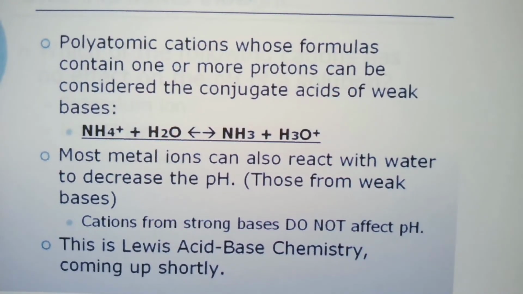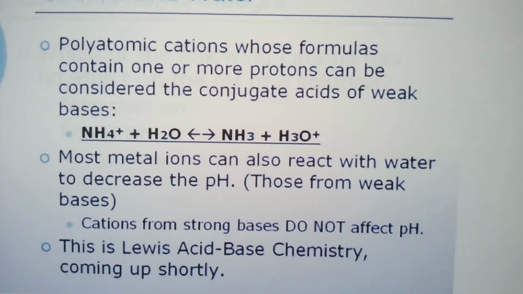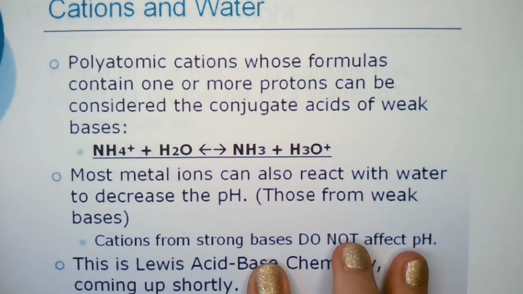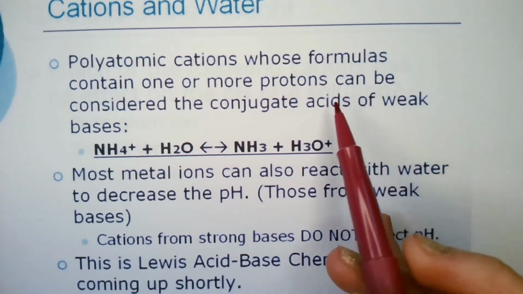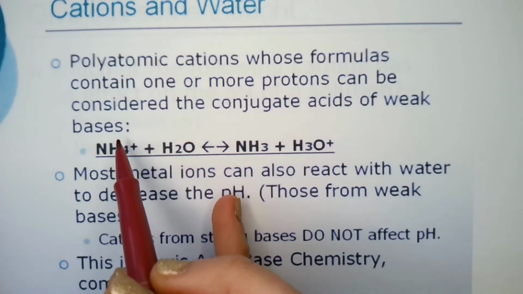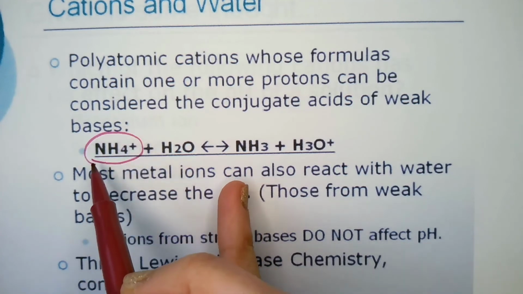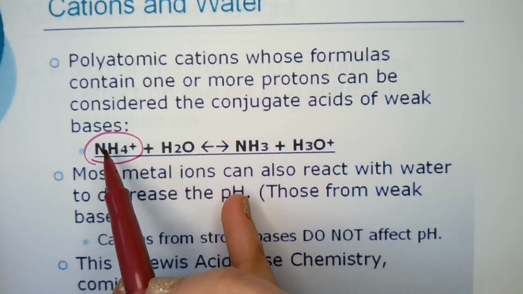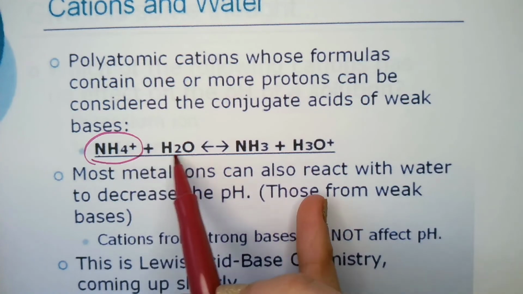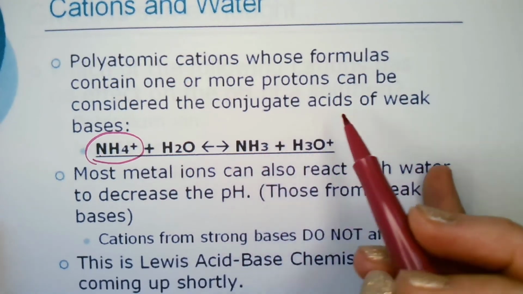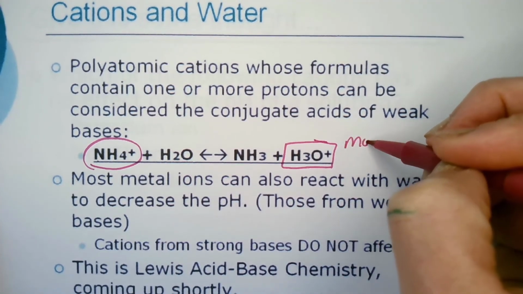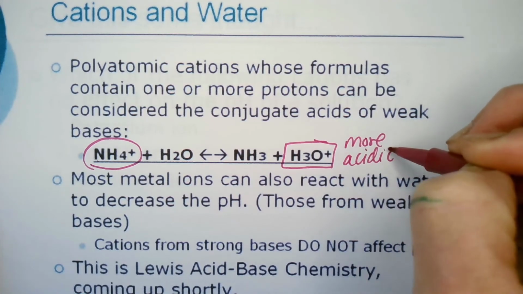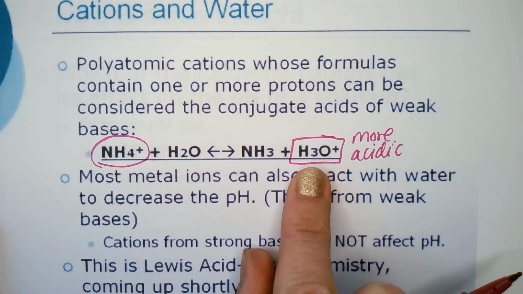So we've been looking at the negative ions. Now let's look at the positive ions. One of the most common ones, for polyatomic cations whose formulas contain one or more protons, can be considered the conjugate acids of weak bases. And NH4 plus, ammonium, is the most common one. And we can see that when that undergoes hydrolysis, adding with water, we form the base ammonia and H3O plus. So this makes a solution more acidic.